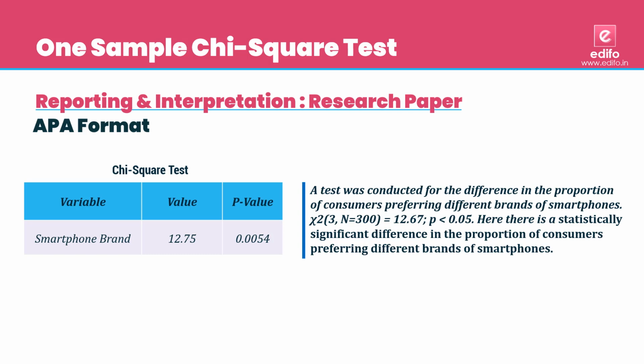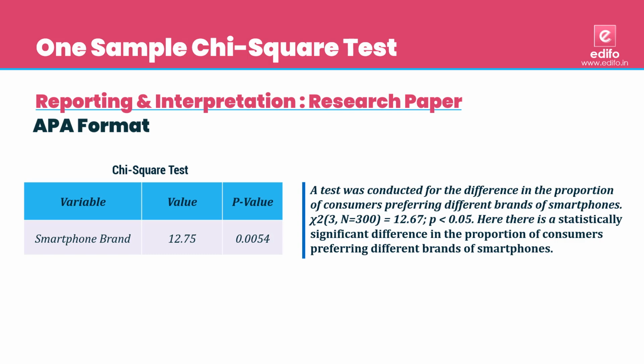Here it is. A test was conducted for the difference in the proportion of consumers preferring different brands of smartphones. Second sentence, chi-square within brackets. First you place the degree of freedom. Next you place the n, that is the total number of observations, close the bracket, equal to 12.67. That is our chi-square value. Semicolon, then state p less than 0.05. Here it is p is less than 0.05.